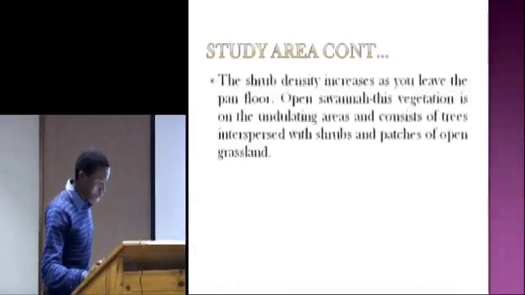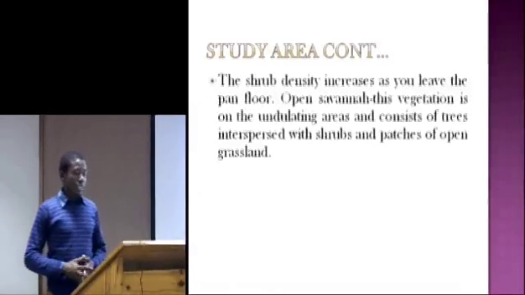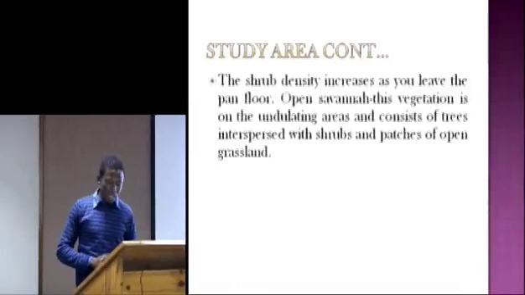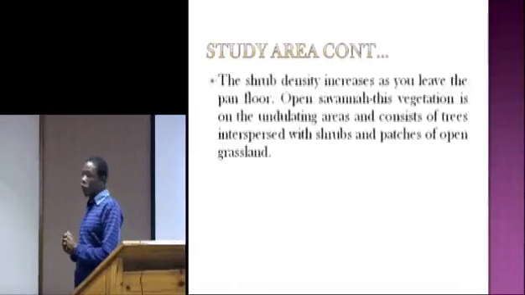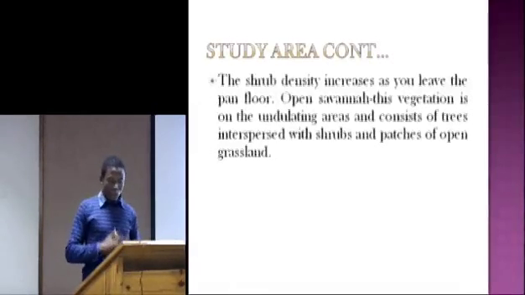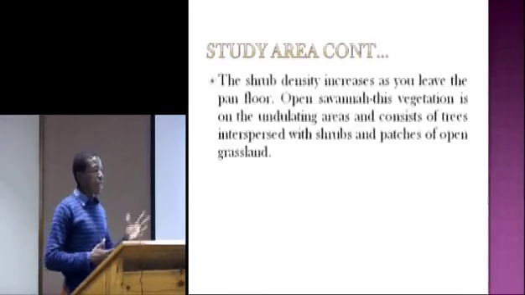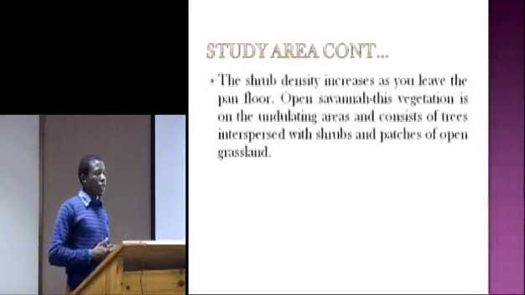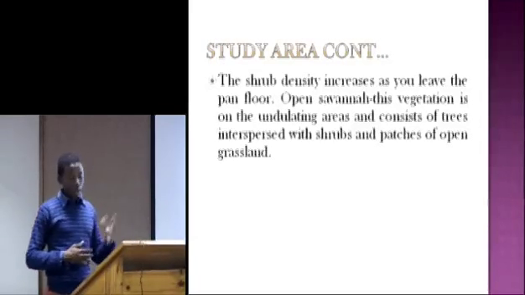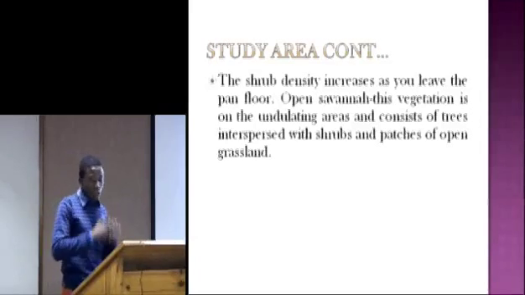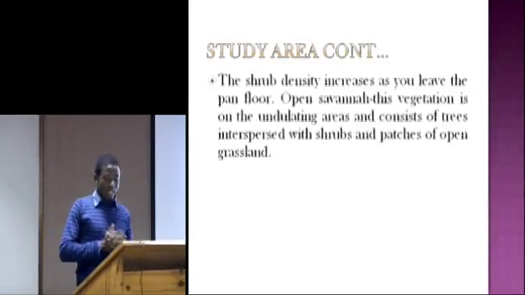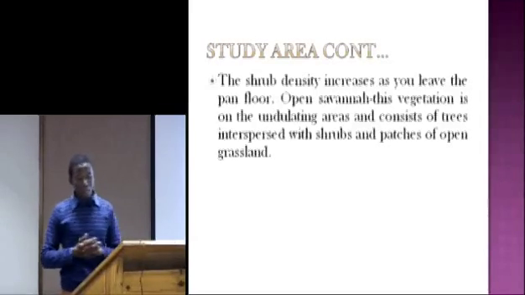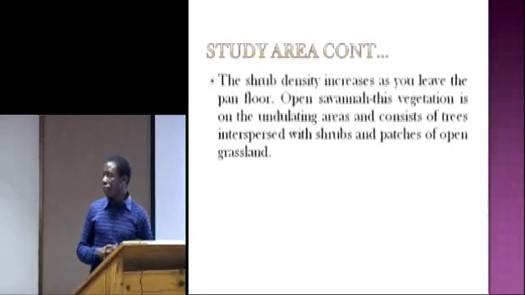Study area continues. The shrub density increases as we leave the pan floor. Another habitat is open savanna, there in Khama Rhino Sanctuary. This vegetation is on the undulating areas and consists of trees interspersed with shrubs and patches of open grassland.